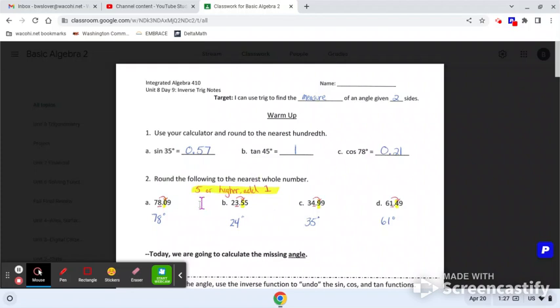Number 2 is asking you to round the following to the nearest whole number. Not something that we're used to doing, but nearest whole number. So I underlined the ones spot, and then I look to the number to the right of the one spot, which is the tenths spot. And if that's a 5 or higher, I add 1. So that is not, so it stays 78. This is 5 or higher, so I add 1, becomes 24. Add 1 because that's 5 or higher, becomes 35. And that's a 4, so it stays where it is. Okay, so our warm-up, we are focusing on rounding.